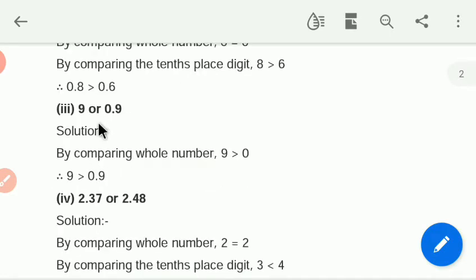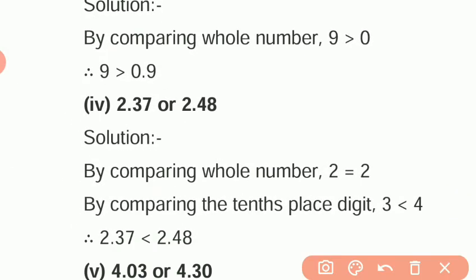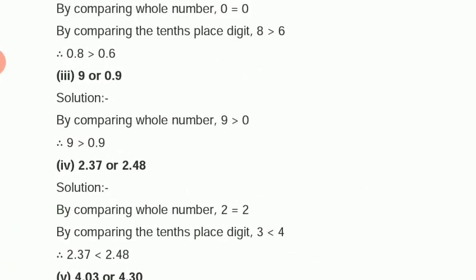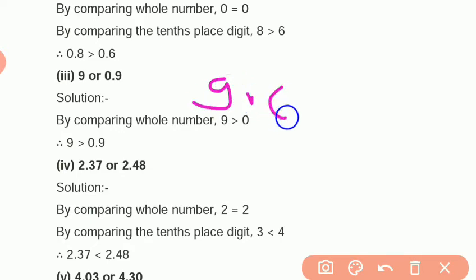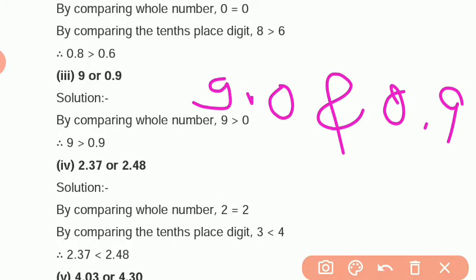Then 9 or 0.9. Now you can see here 9 is given. It means it can be written as 9.0. Now we have to compare 9.0 and 0.9. So first we have to compare its integral part, which means here it is 9 and in 0.9 the whole part is 0. So which is greater here? 9 is greater than 0. So 9 is greater than 0.9.